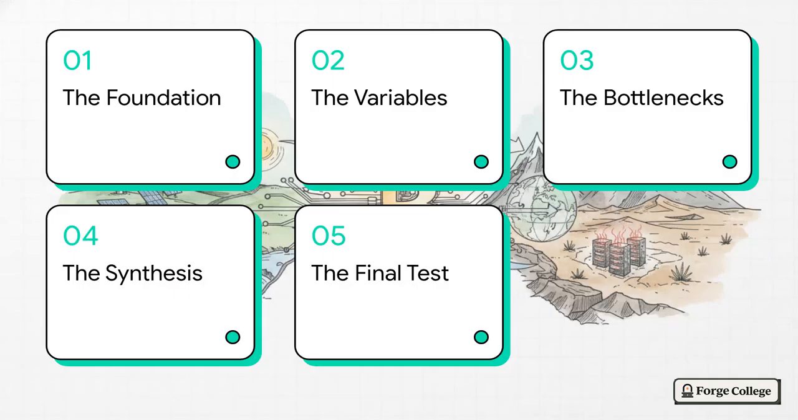Here's our quick roadmap for today. We're going to cover 1. The foundation, 2. The variables, 3. The bottlenecks, 4. The synthesis, and we'll wrap up with 5. The final test. Let's just jump right in.